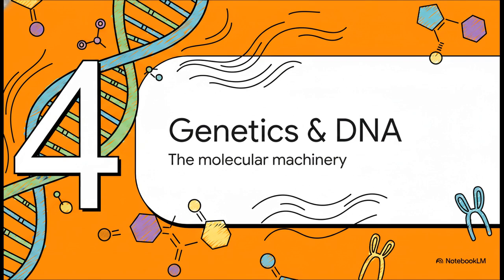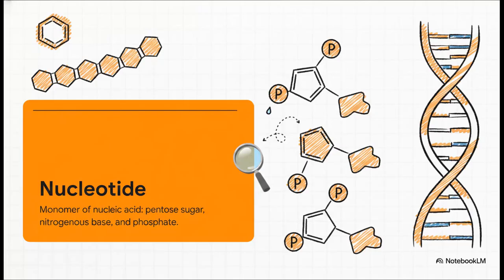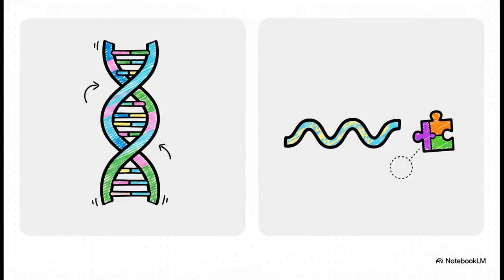Let's zoom in on the specific class of molecules needed to solve our exam question. Just like glucose is the monomer for carbohydrates, the nucleotide is the monomer for nucleic acids. Every single genetic code starts with this basic building block. A single nucleotide always consists of 3 parts combined through condensation: a 5-carbon pentose sugar, a nitrogenous base, and a phosphate group.